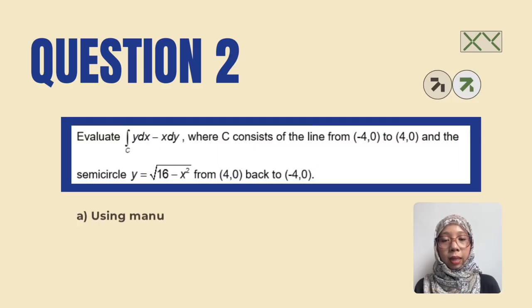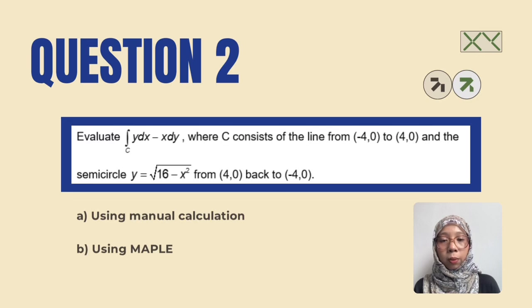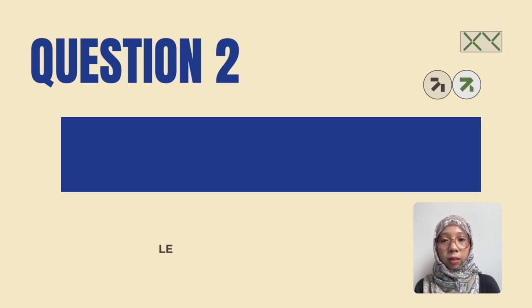So now I will be presenting the solution for question 2. Question 2 asks to evaluate the integral of y dx minus x dy, where C consists of the line from negative 4 to 4 and the semicircle y equal to square root of 16 minus x squared from 4 back to negative 4. We will evaluate by two approaches. First, by manual calculation, and second, by using Maple software to verify our results.